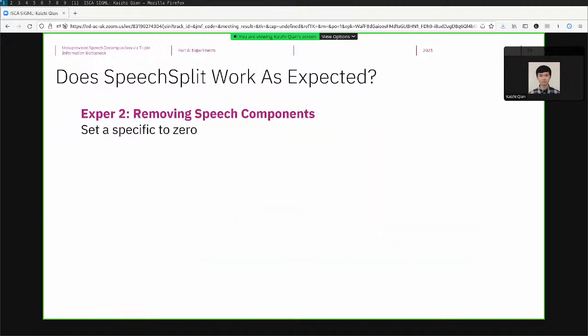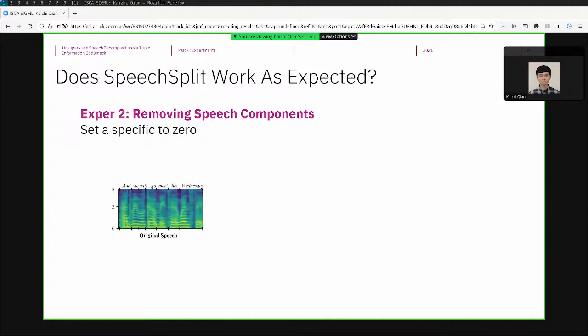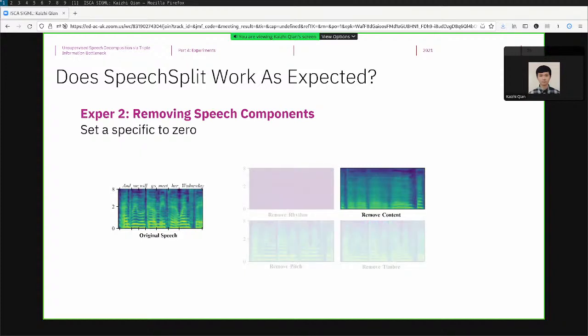For the second experiment, we would like to see what happens if we set each of the 4 aspects to zeros. Here is the original speech. And here is speech with one aspect removed. In particular, if the content is removed, the output becomes a set of slots with no informative spectral shape, and the slots are perfectly aligned with the original speech.